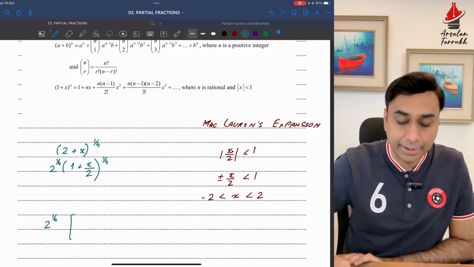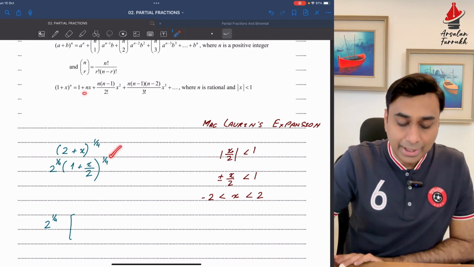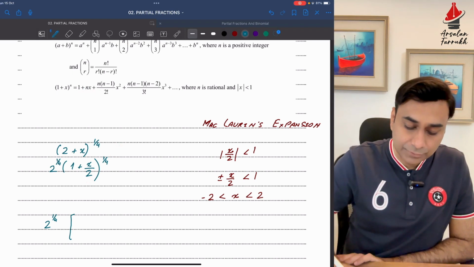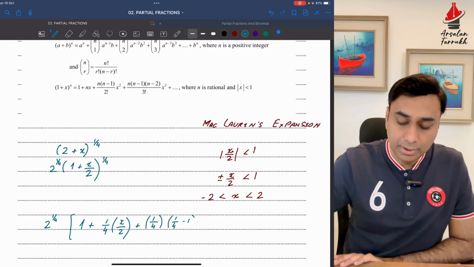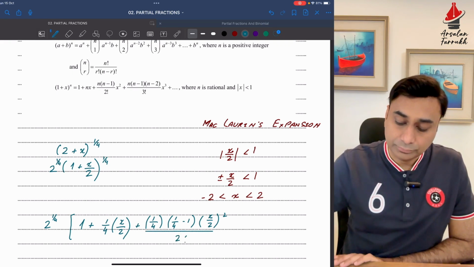And then you will start expanding it by using this formula and writing n as 1 over 4 and x as x by 2. So you can see I can start writing down the terms, which is going to be 1 plus 1 over 4 x by 2, that's my second term, plus 1 by 4 times 1 by 4 minus 1, and then x by 2 to the power whole square divided by 2 factorial.